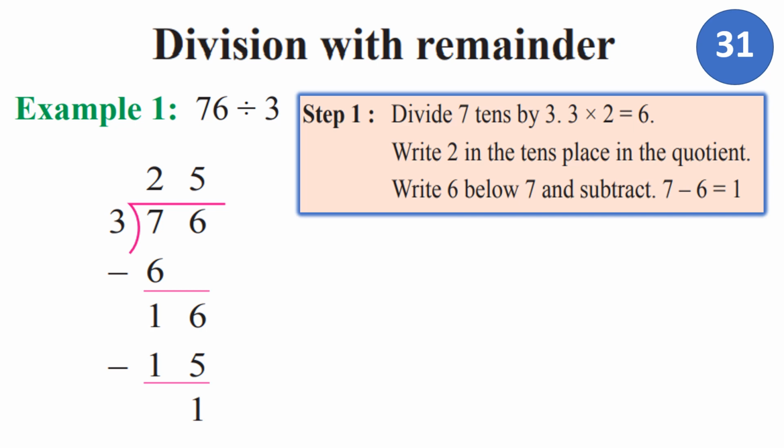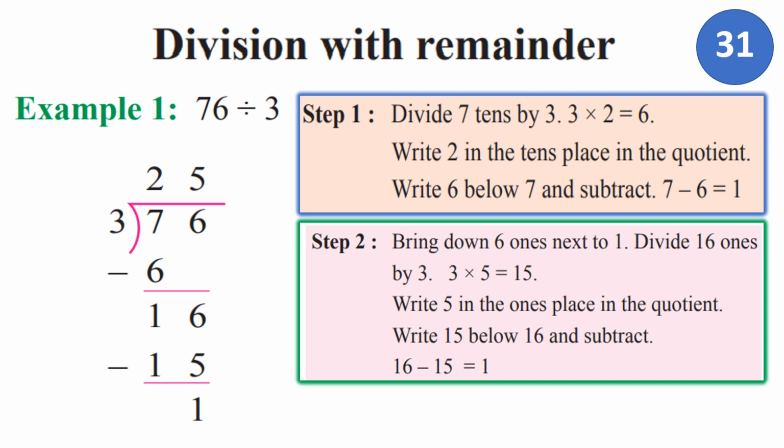First step, divide 7 tens by 3, and 3 times 2 equals 6. Write 2 in the tens place in the quotient. Write 6 below 7 and subtract. 7 minus 6 equals 1.